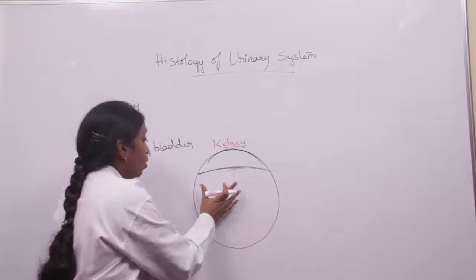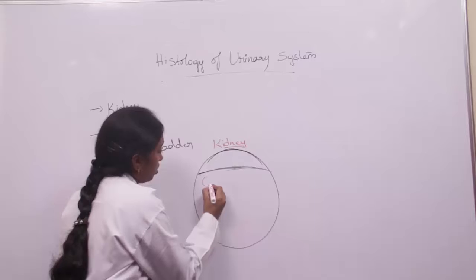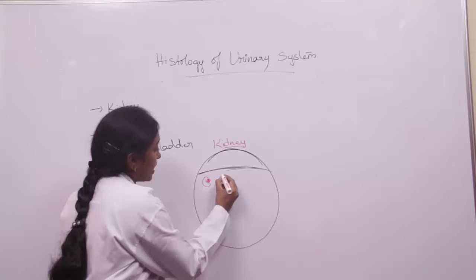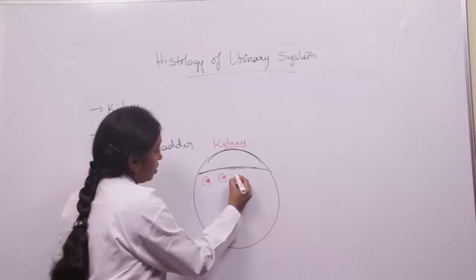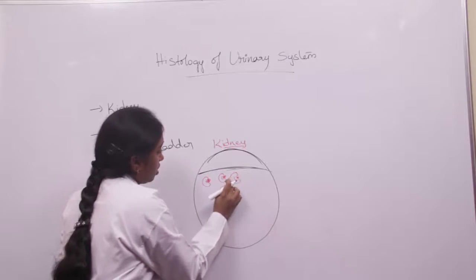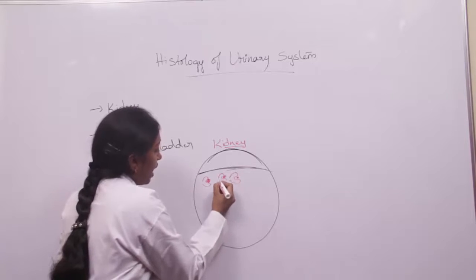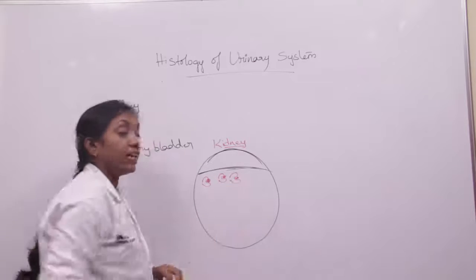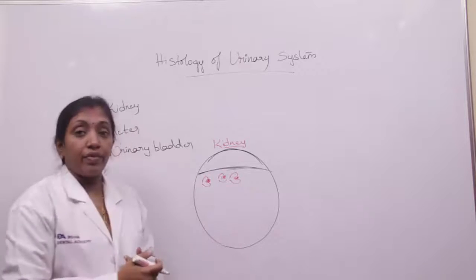Okay, so in the cortex we have Bowman's capsule or renal corpuscle. Renal corpuscles are seen in the cortex. Along with the renal corpuscles, in the cortex of the kidney, you will be able to see the proximal convoluted tubules.